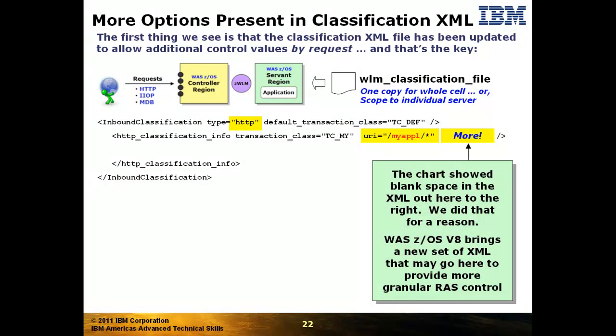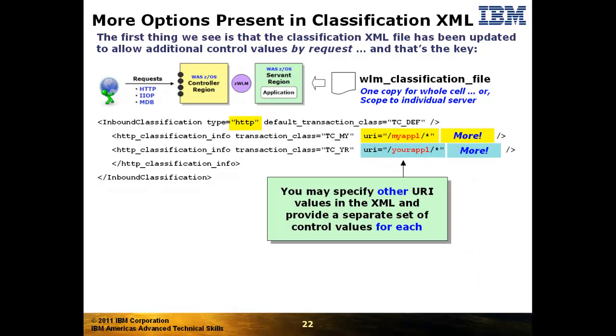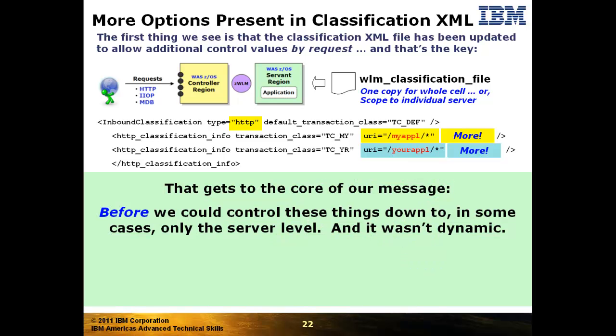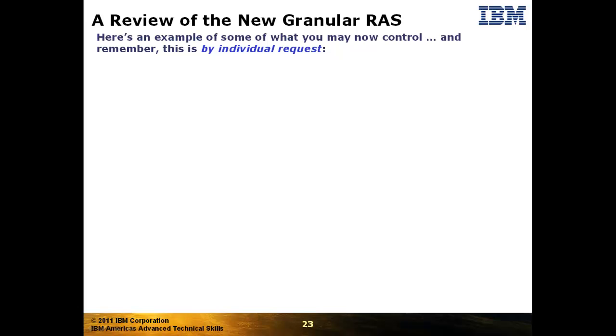WASZOS version 8 provides a new set of supported XML statements to allow greater granularity of control. We'll see those on the next chart. You may specify multiple application identifiers, each with its own set of these new WASZOS version 8 functions. And that brings us to the core of this issue. Before, we could control these things down to the server level at best, and it required a restart of the server to pick up changes. Now it's configurable down to the individual request, and it's dynamically enabled and disabled. Now we're ready to explain what you can do with this new function.